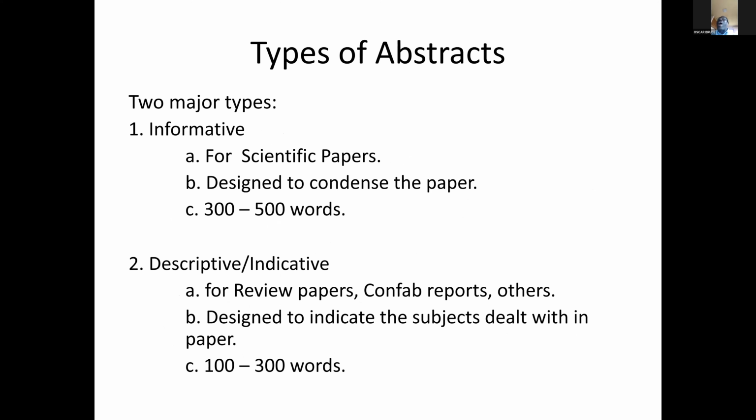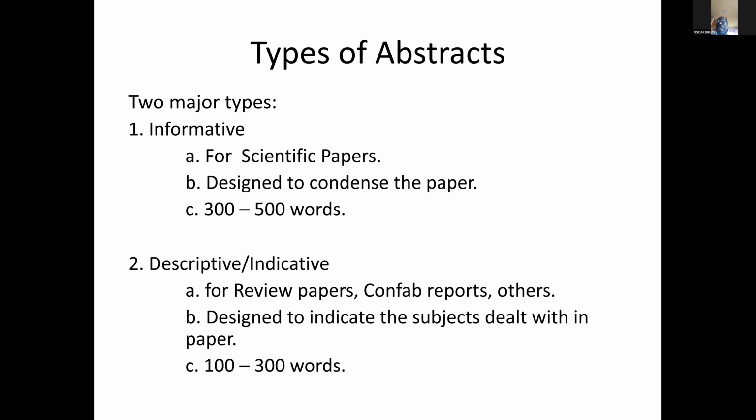Now, we go to the two types of abstracts. There are two major types of abstracts. The first is the informative abstract. This is the one used in research papers, the one you will need most. And they are designed to condense the paper. Note, they are designed to condense the paper. They are usually of 300 to 500 words.